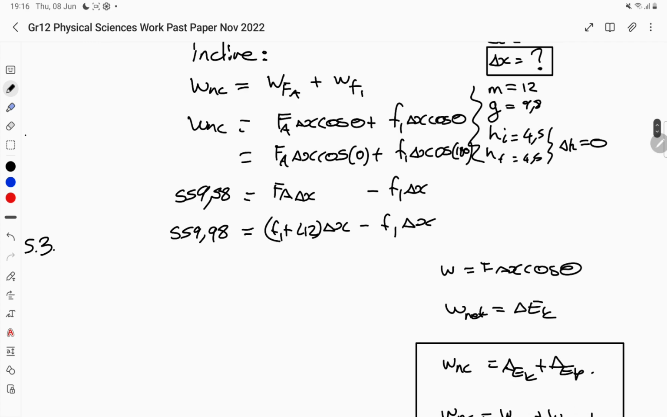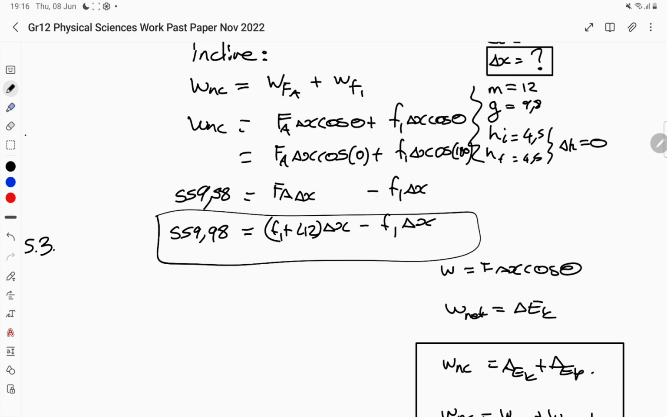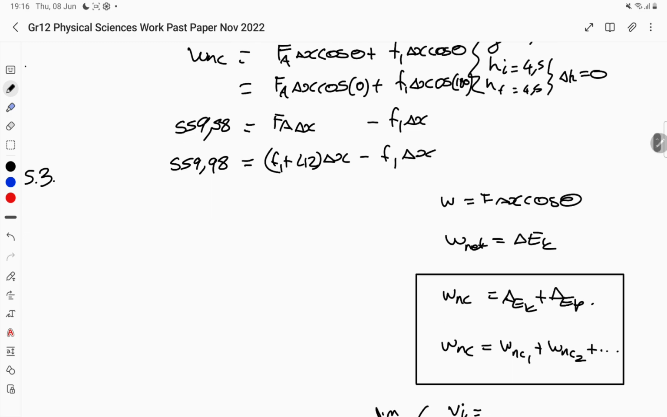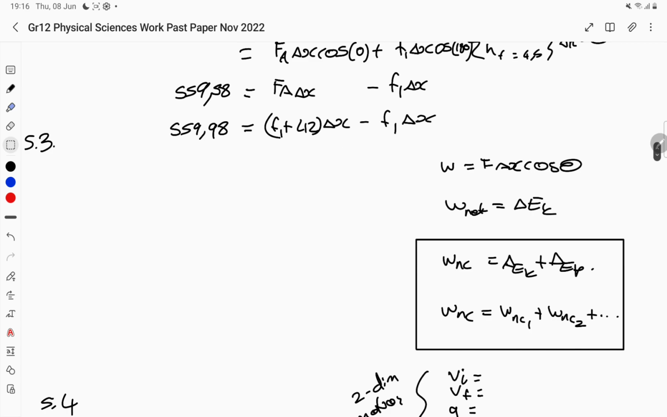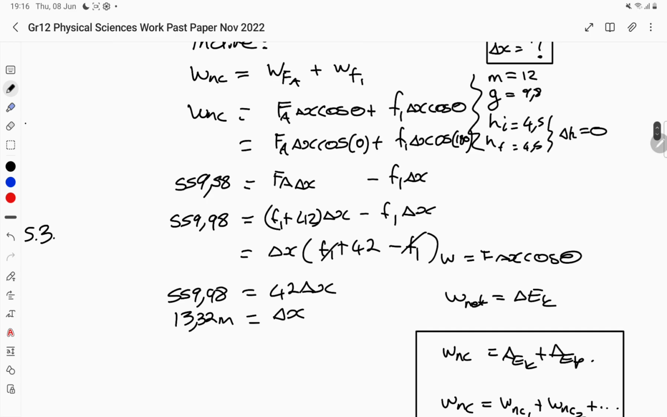Now, this is a situation where, remember when you were in grade 9, you're like, why am I doing all this factorization? It's so ridiculous. Look at it now, it's actually quite useful. Look at those funny shapes. Now, we'll have to factorize out that delta x, and we end up with F1 plus 42 minus F1, and that just cancels itself out. We get 42 delta x equals 559,98, divided through by 42, and we get 13,32 meters. Yeah, that was a bloody adventure.